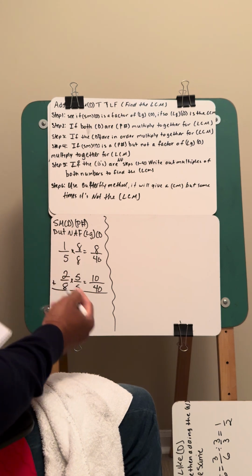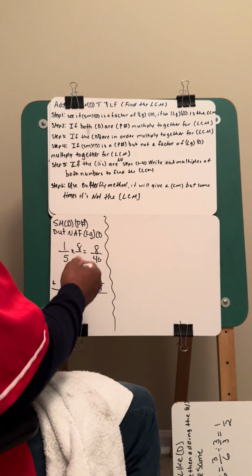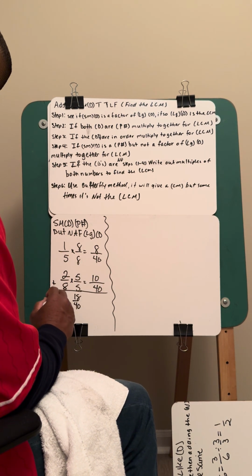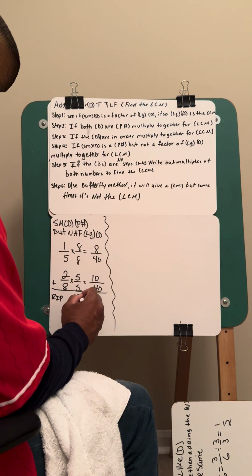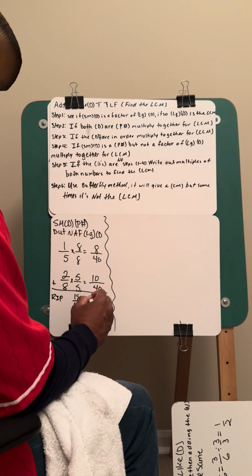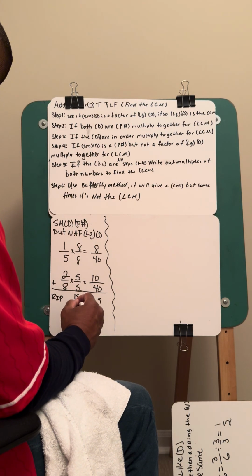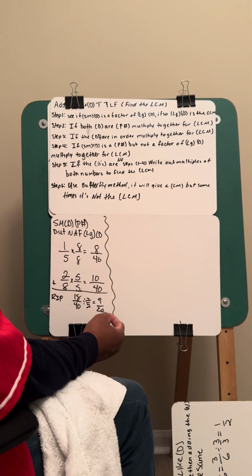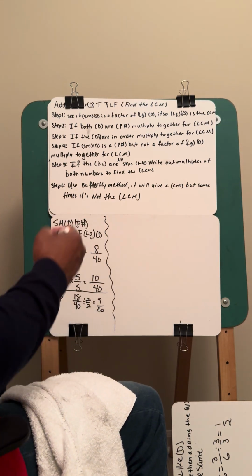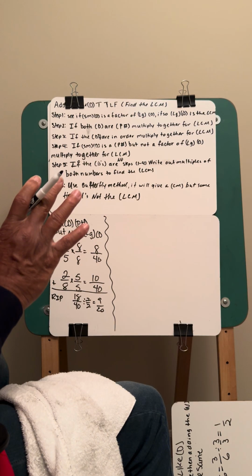Now I can leave it like that, depending on the question, or this might be a RIP. Since both numbers are even, I know that they share 2. 18 divided by 2 is 9, and 40 divided by 2 is 20. 9 and 20 share no other numbers, so I would leave it like that.